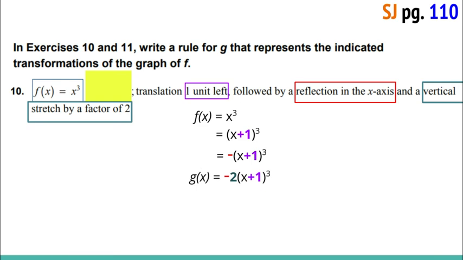And for it to stretch vertically, I have to put it in front of the parenthesis. That is it. We are done. Notice that negative sign is still there. So that negative is still showing that reflection. That 2 that's bigger than 1 is going to stretch it by 2. And I can see plus 1, so that is left.